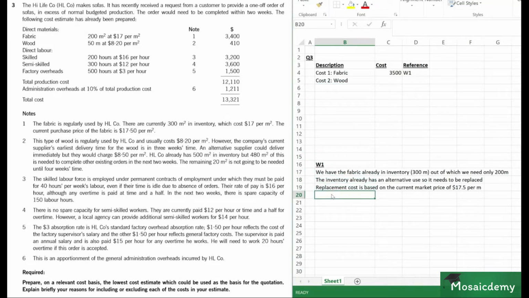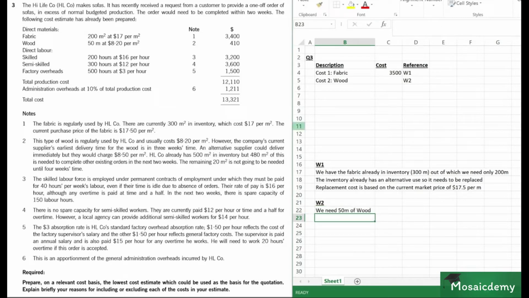So let's say working 2, let's put the explanation as we determine the relevant cost. And we'll put the reference here as well, working 2. Okay, so what's the story here? We need, how much do we need? It's not mentioned here. We need 50 meters of wood.